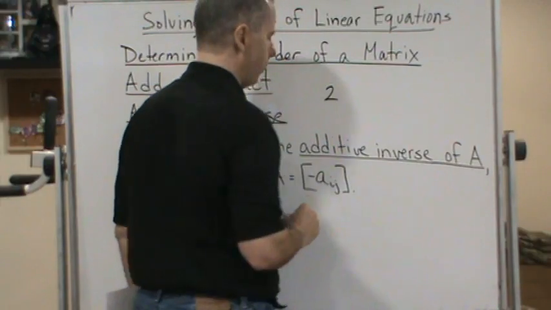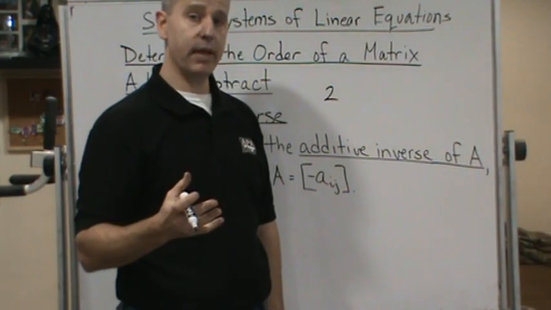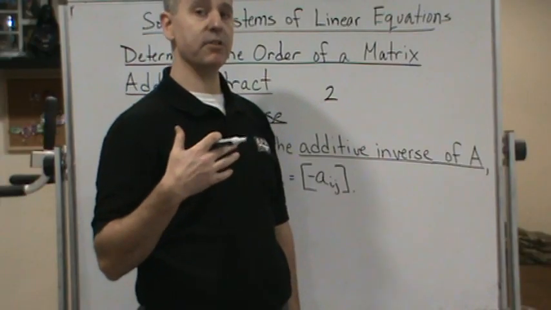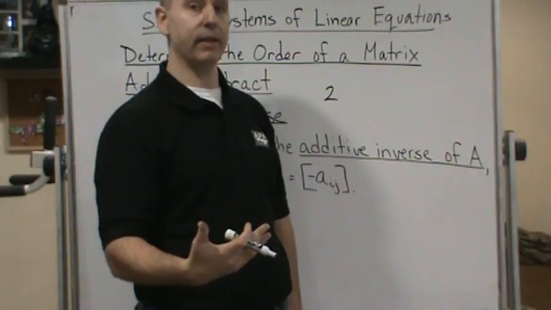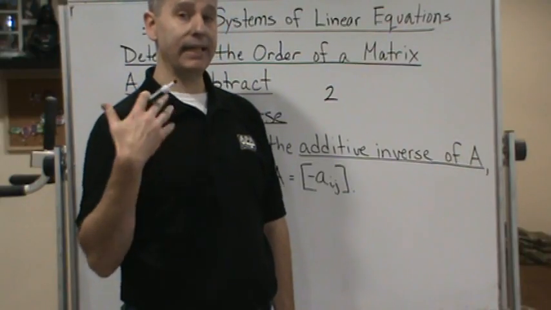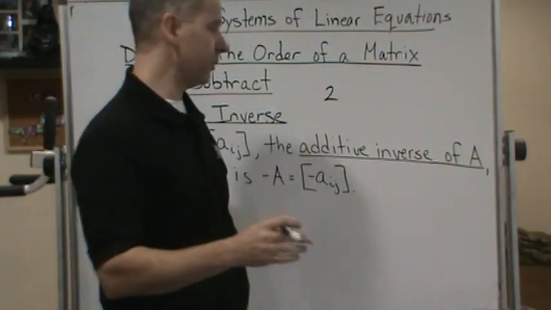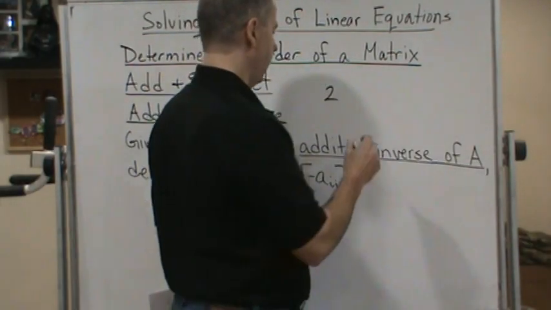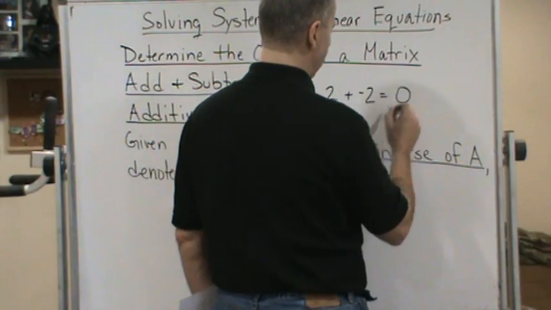So if I have 2, right? The additive inverse of 2 is the number that, when I add them, gives me the additive identity. What's the additive identity for real numbers? 0, right? Because if I add -2, I get 0, right?